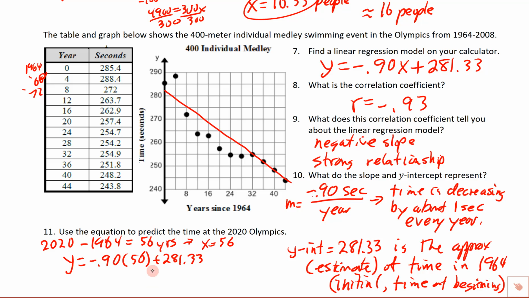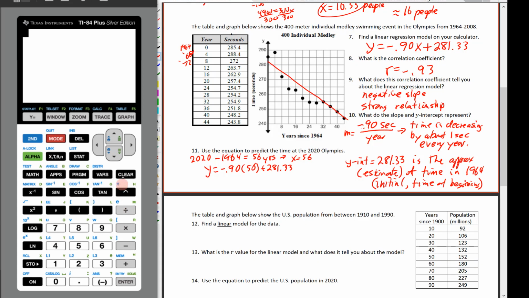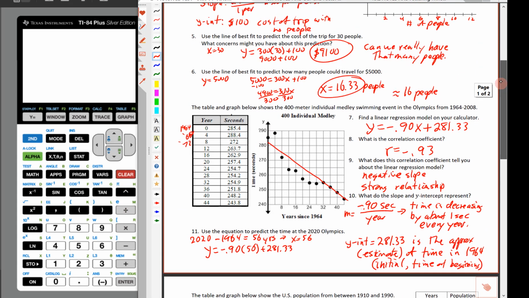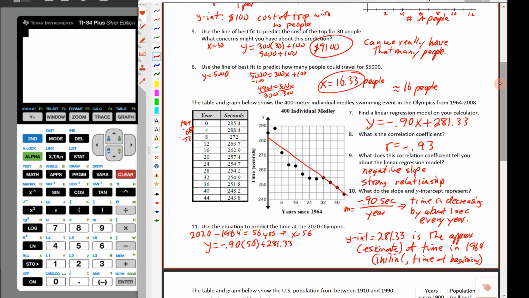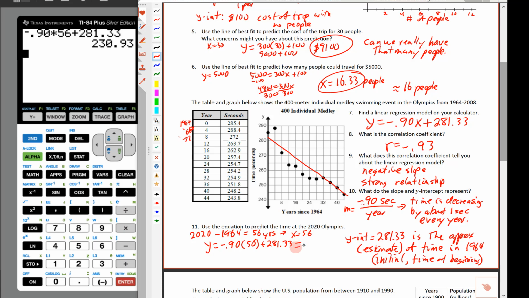And then we're going to throw that in the calculator. So let me see what we get when we pull this up here. Again, I'll just hit second quit and clear the screen off. And then we're going to type in negative 0.90 times 56, and then we're going to add 281.33. So we'll hit enter. We got 230.93.